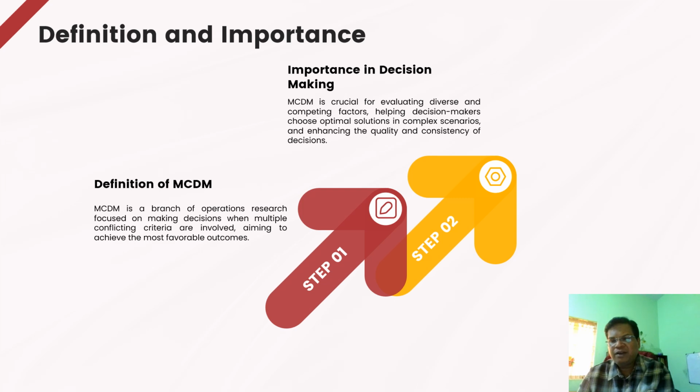So whenever we are talking about MCDM, there are different types of multiple criteria, multiple alternatives, multiple stakeholders, and different types of experts and opinions involved. So how to combine each and everything is a crucial factor while taking any kind of decisions. Now the definition of MCDM: MCDM is a branch of operations research focused on making decisions when multiple conflicting criteria are involved, aiming to achieve a most valuable outcome. So we cannot say the best outcome, but the most favorable outcome.